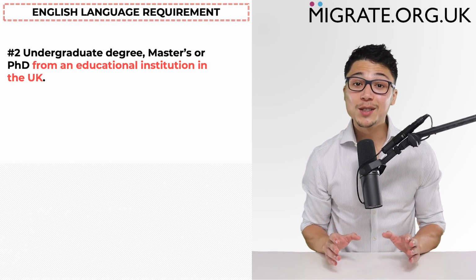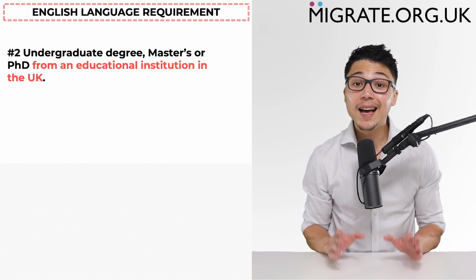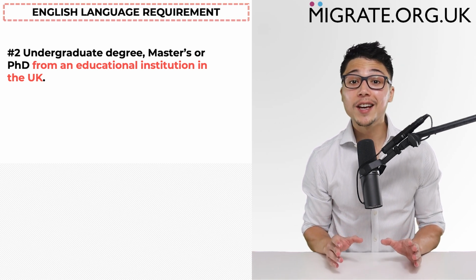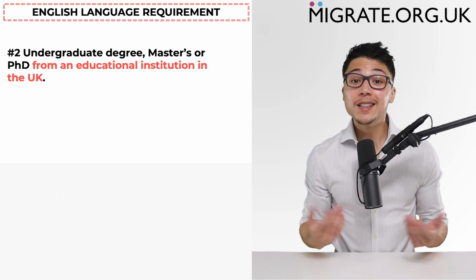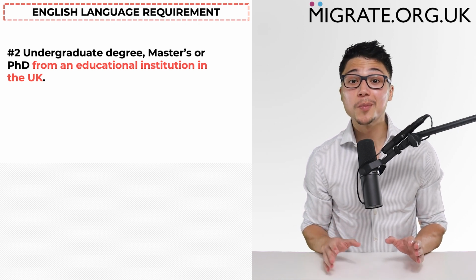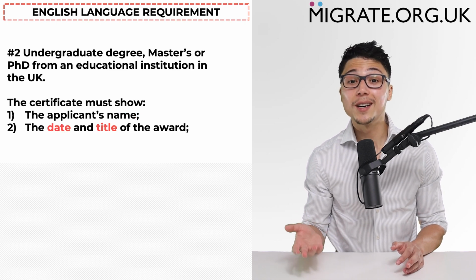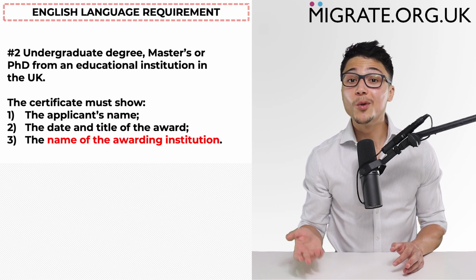The second way to satisfy the English language requirement is to have an academic undergraduate, master's or PhD awarded by an educational institution in the UK. In such a case, all you will need to do is to submit the degree certificate, which shows 1. The applicant's name, 2. The date and title of the award, and 3. The name of the awarding institution.